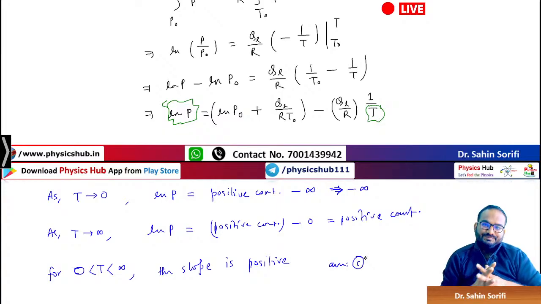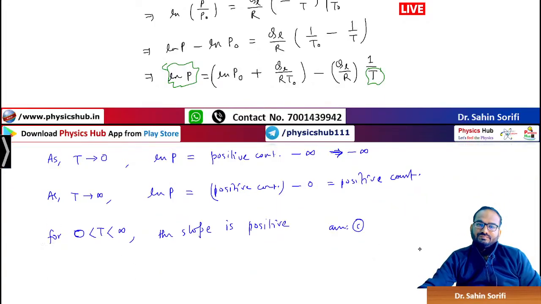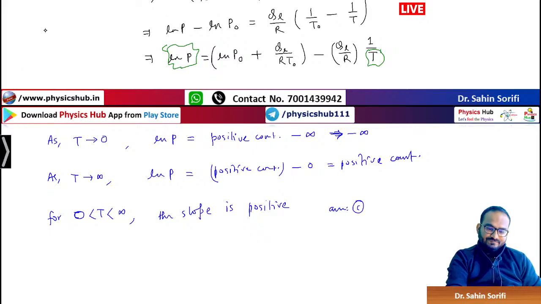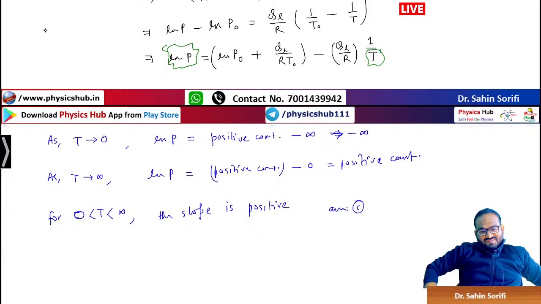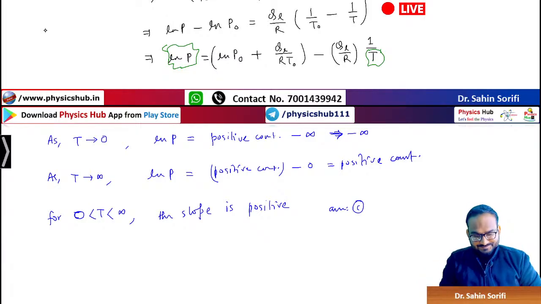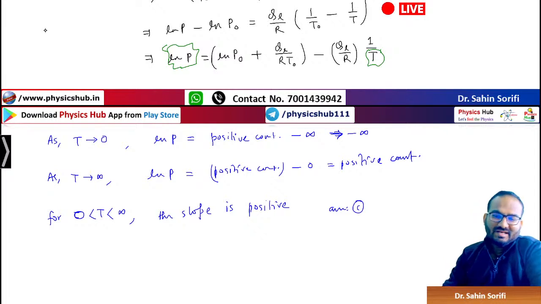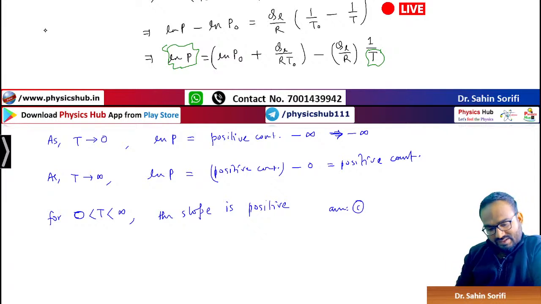Is it understood? Any question? If you ask, then I will explain. Tell me, quiz. The last point, has anyone understood? Vantage, Murli, Ajay, could you understand the last point, how the slope is positive?